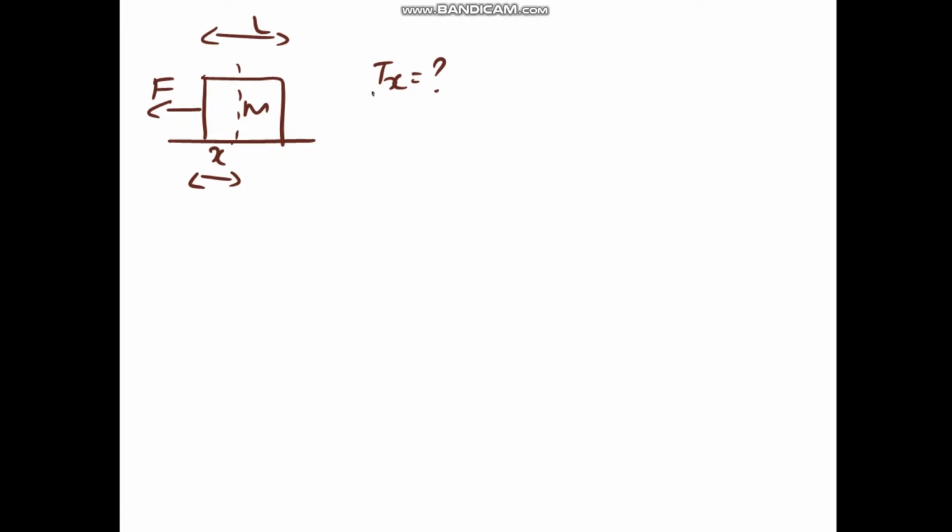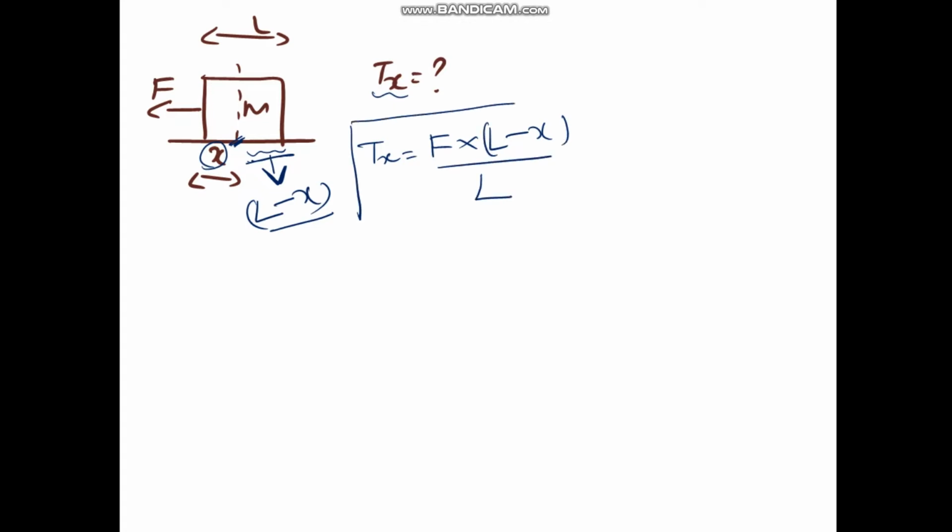What is the tension at x? This position they are asking. So tension at x is equal to force into the other side, this distance. What is the length of this side? The whole length is L and this is x, so L minus x is the other side's length. So force into L minus x divided by whole length L. So this is the simple trick you can easily follow.